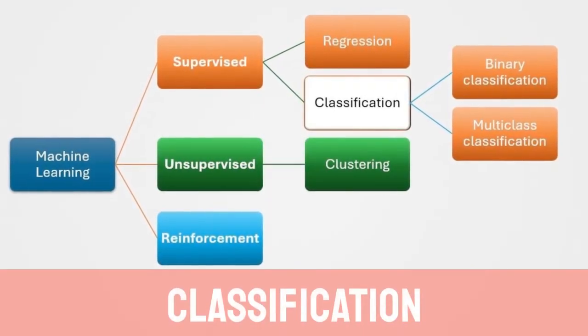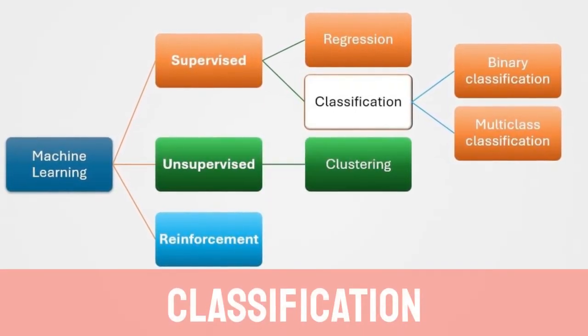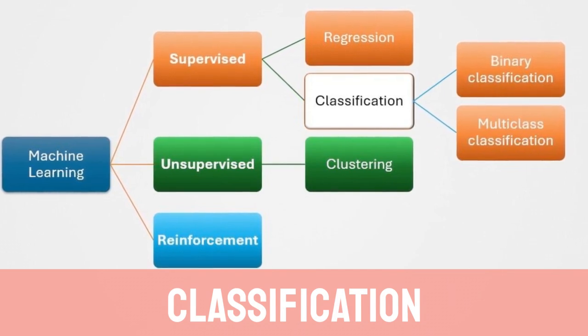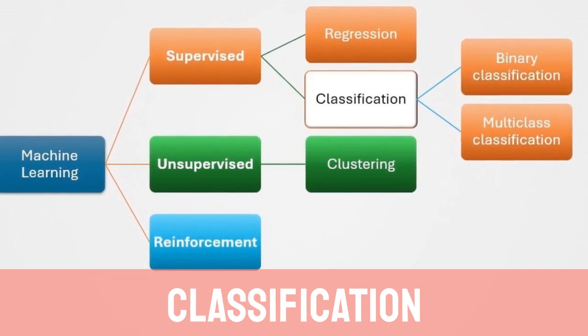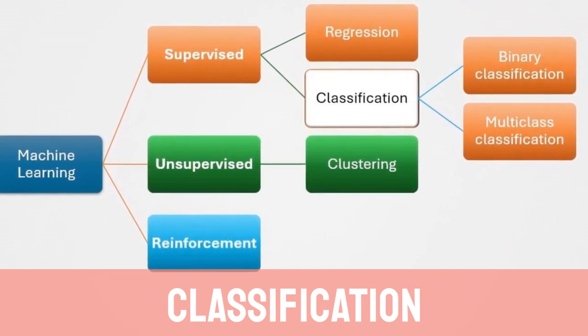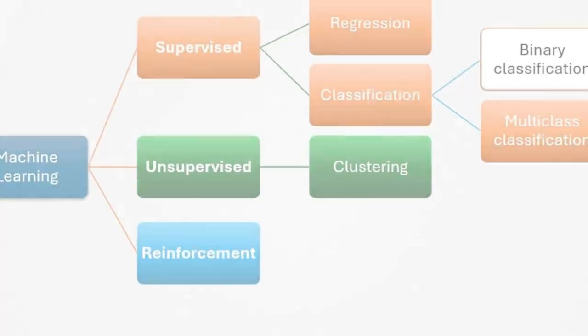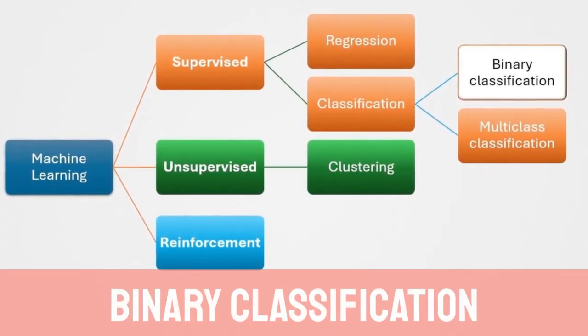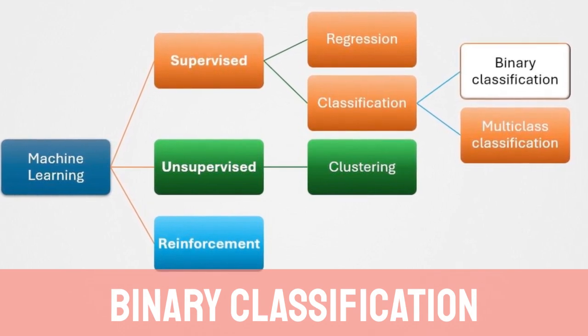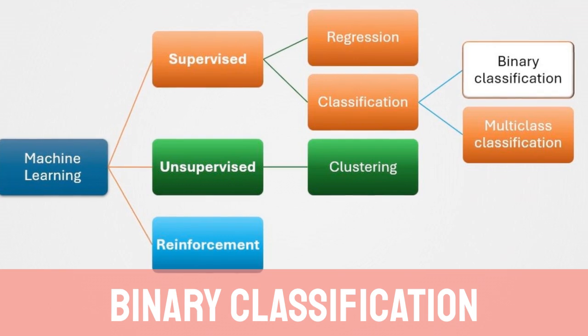Classification. Classification is a type of supervised machine learning where the model's output is a category or class. Instead of predicting a number like in regression, it places data into a specific group. Binary classification. Binary classification is a type of supervised learning where the model predicts one of two possible outcomes.